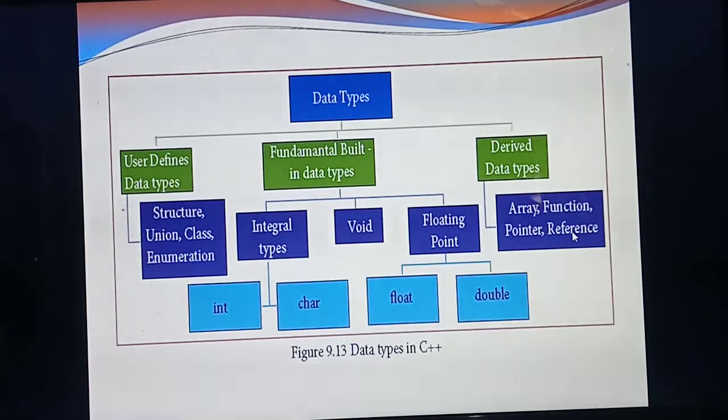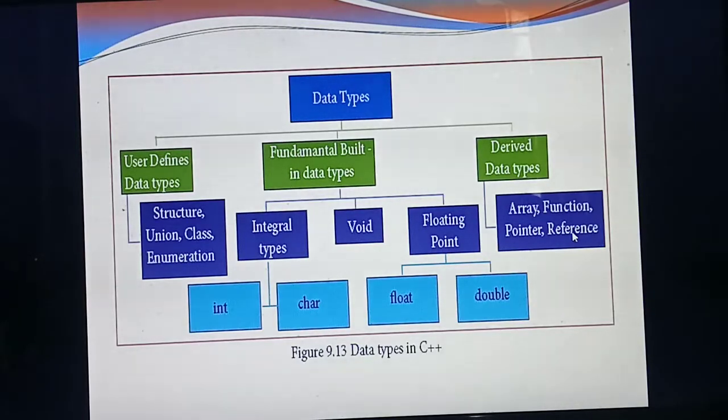Understand? So how many types of data types have you studied here? Totally 3. What are they? User defined, fundamental and derived. So what are the things that come under user defined data type? Structure, union, class and enumeration.